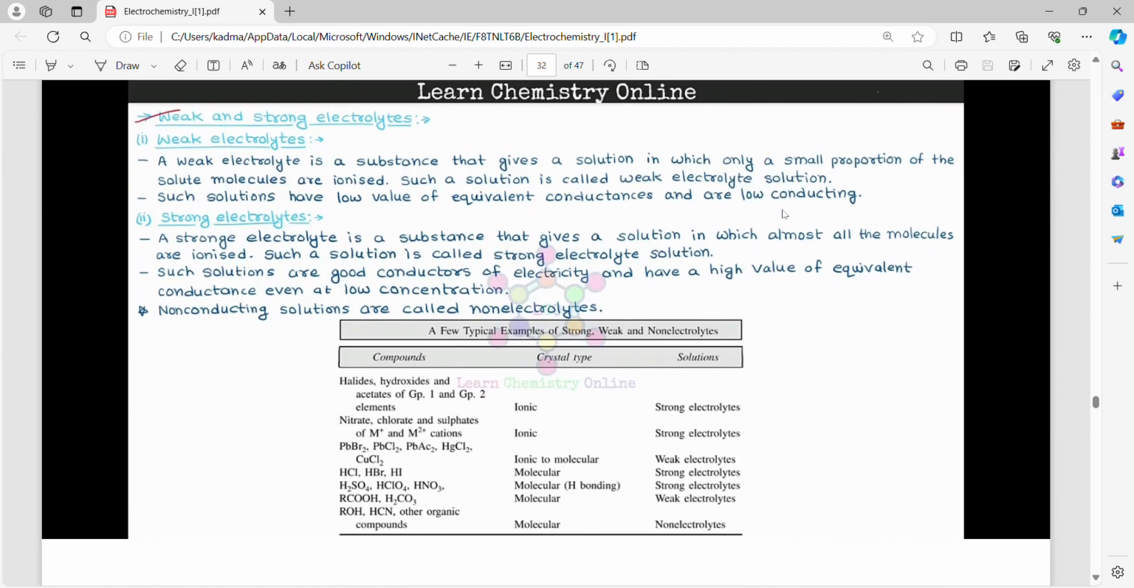Weak and strong electrolytes. Weak electrolytes. A weak electrolyte is a substance that gives a solution in which only a small portion of the solute molecules are ionized. Such a solution is called a weak electrolyte solution. Such solutions have a low value of equivalent conductance, or low conductivity. Strong electrolytes. A strong electrolyte is a substance that gives a solution in which most or all of the molecules are ionized. Such a solution is called a strong electrolyte solution. Such solutions are good conductors of electricity and have a high value of equivalent conductance even at low concentration.